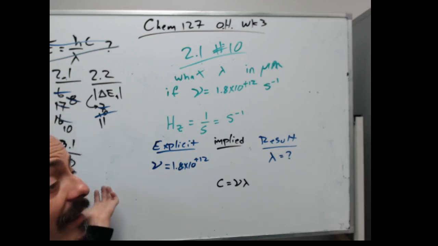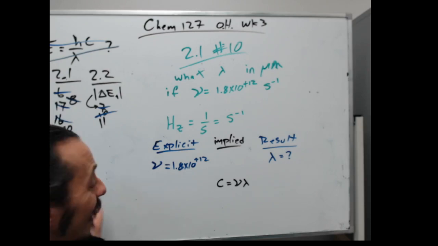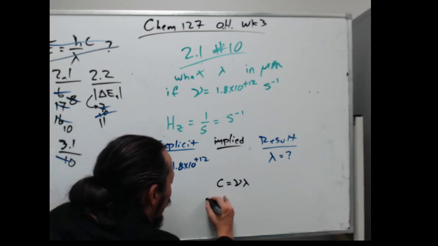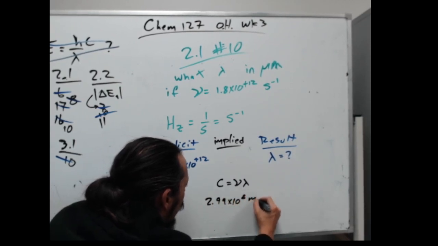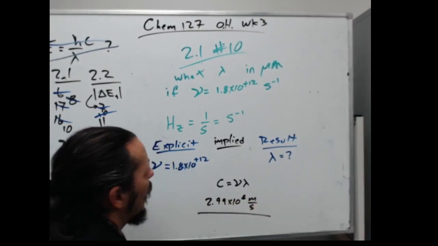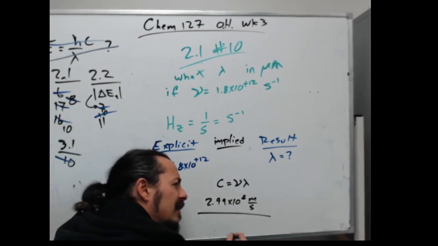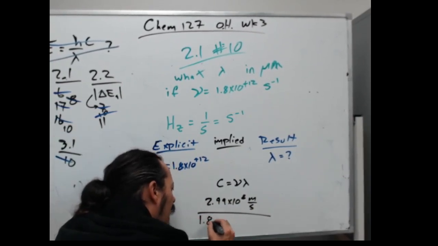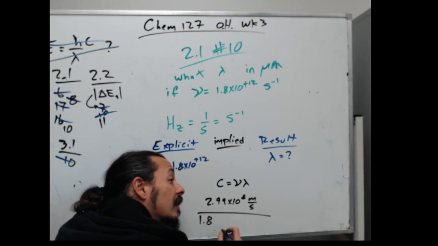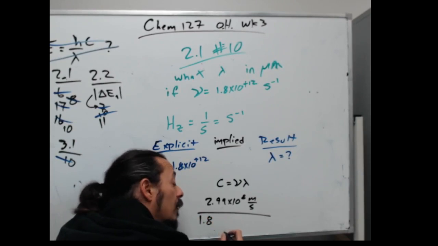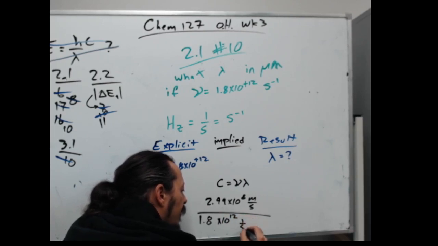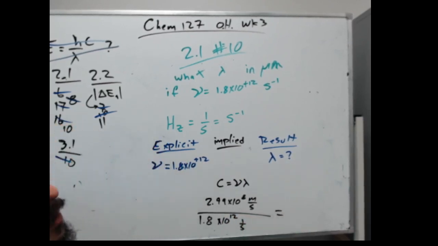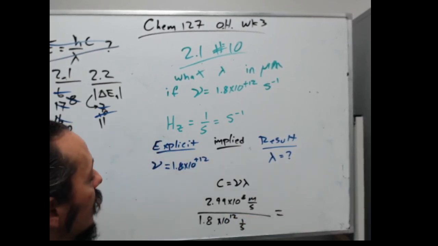So c is a constant. That's it, the speed of light. All I have to do is 2.99 times 10 to the 8th meters per second divided by, and it was 1.8, right? I didn't miss a digit there. 1.8 times 10 to the 12. Okay, I just wanted to make sure it wasn't like 1.82 or something like that.